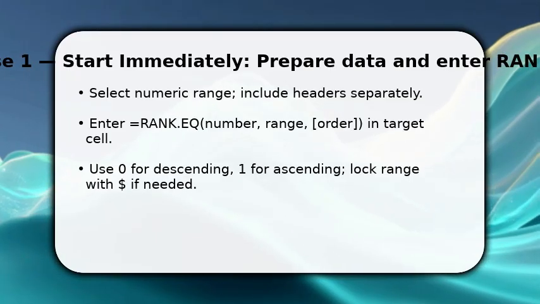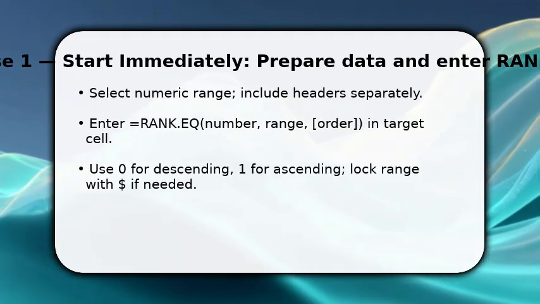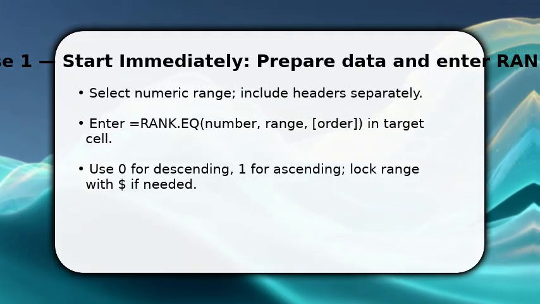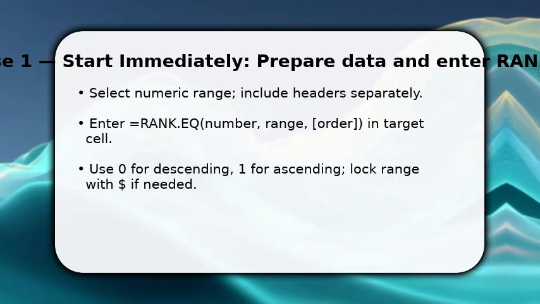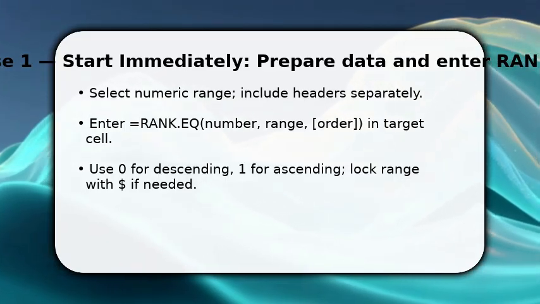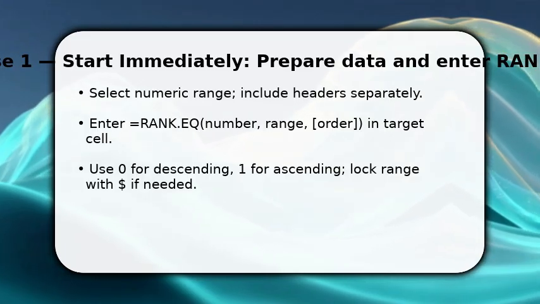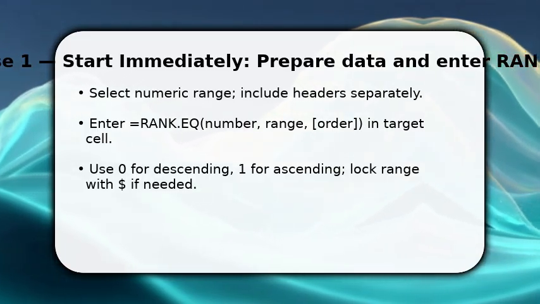You already have numbers. Start now by selecting the cell where the rank will appear and type =RANK.EQ. First, click the value to rank, add a comma, then highlight the entire numeric range. Make sure to lock the range with $ if you will copy the formula across rows.